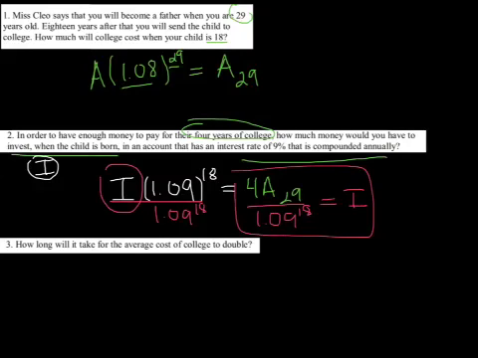All right, now last but certainly not least, we're asked how long it will take for the average cost of college to double. So let's think about what we know so far. Do we know the average cost of college currently? We do. That's A. And what happens to the average cost of college? Well, it's increasing. And how much is it increasing by? Well, we estimated 8% per year, which means that every year we multiply whatever the current cost is by 1.08, and we do that for however many years we've got. So let's just call that T, the number of years.